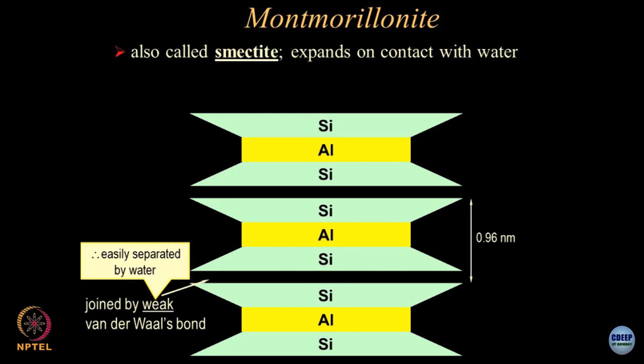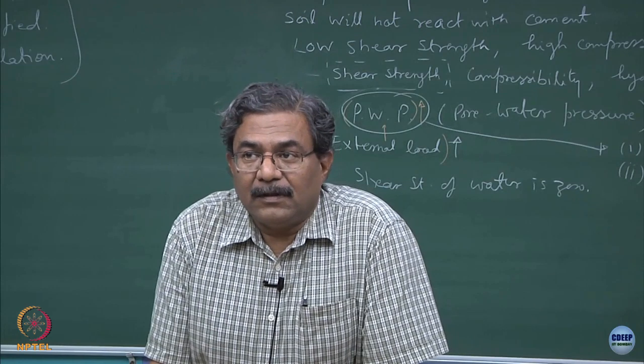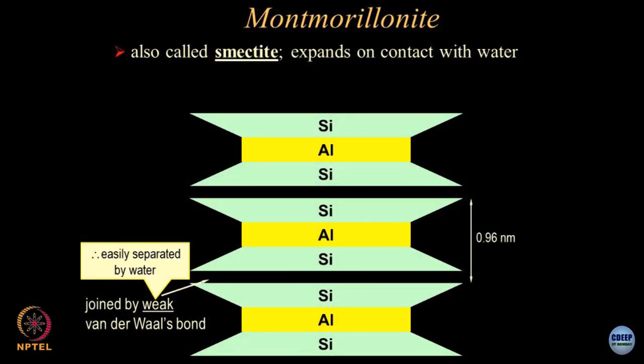During rains, it will accumulate water in it, becomes fat, and when rains go, it shrinks. Any building which is sitting on the black cotton soil deposits, montmorillonitic soils, is bound to get distressed, crack, foundations will fail. And the reason is this is a silica-alumina-silica combination, and in between the platelets you will have water, and this water is weakly attached because of van der Waals forces.